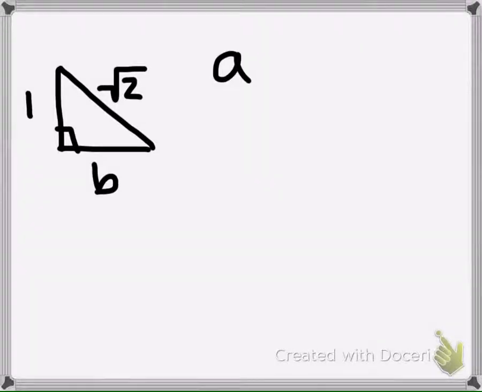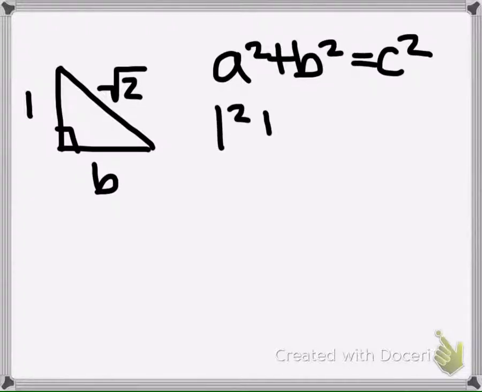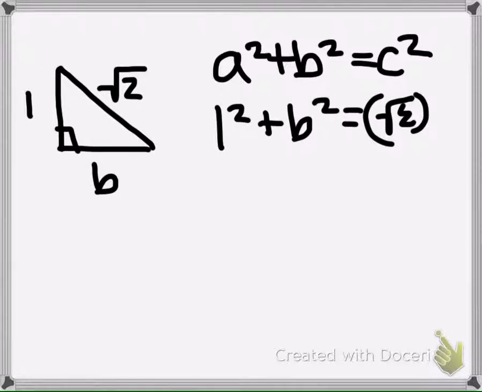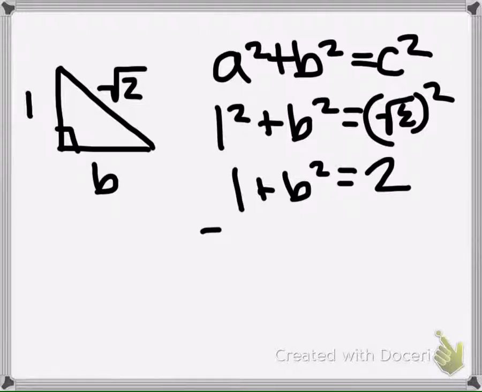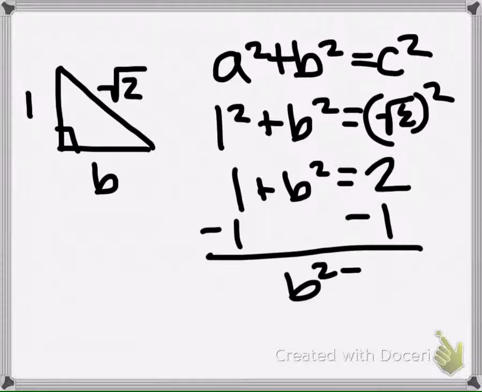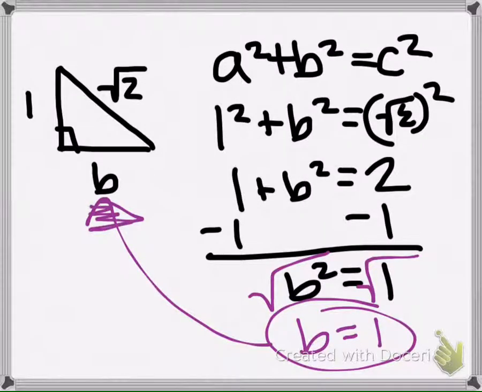Let's look at another one. Here we have 1, b, and the square root of 2. So we substitute these numbers into the Pythagorean theorem, and we take the square root of 2 and we're going to square it. So the square root of 2 squared is just 2. Then we start solving for b, and we get the square root of 1 is 1. So that side has a length of 1 unit.